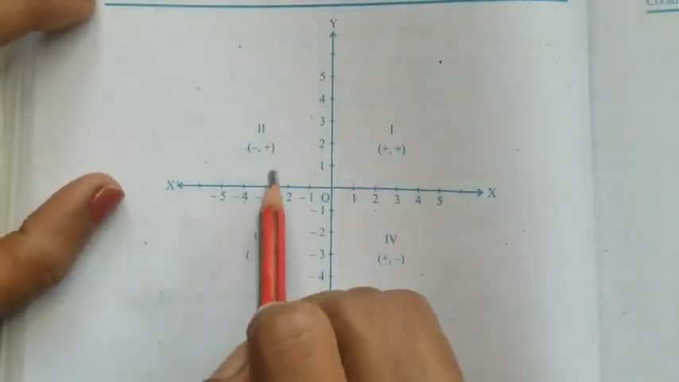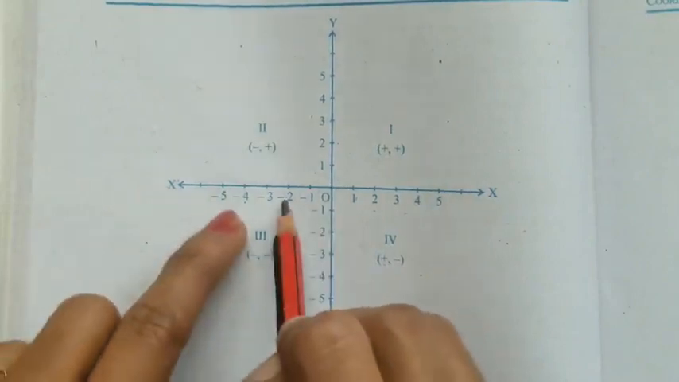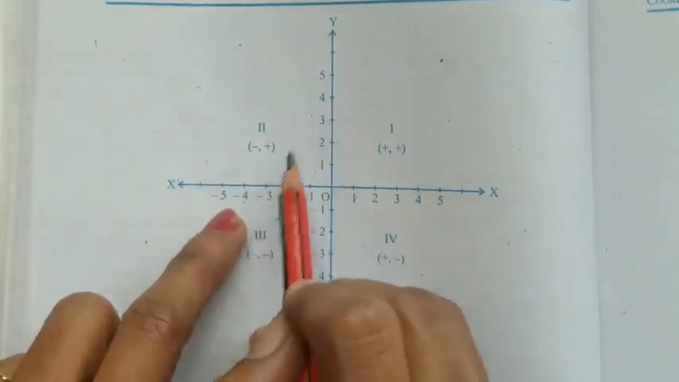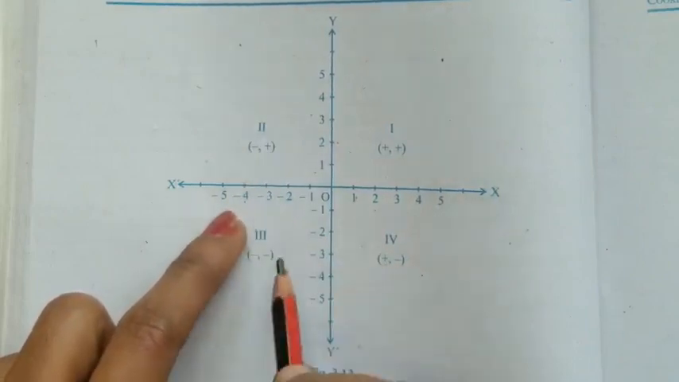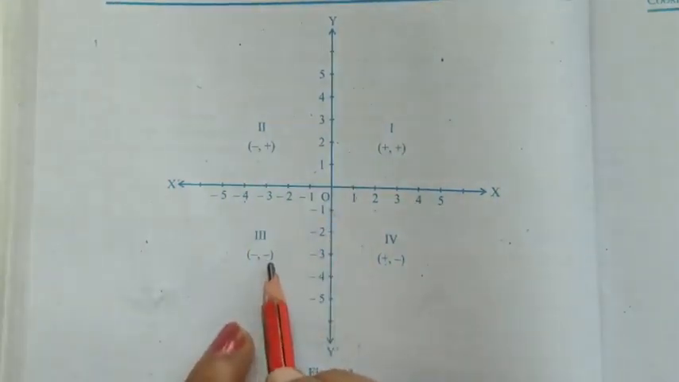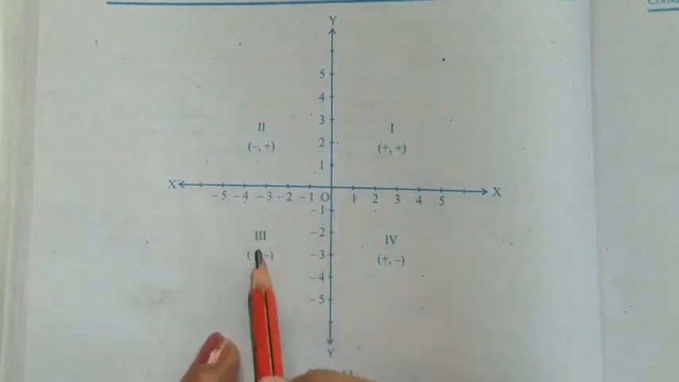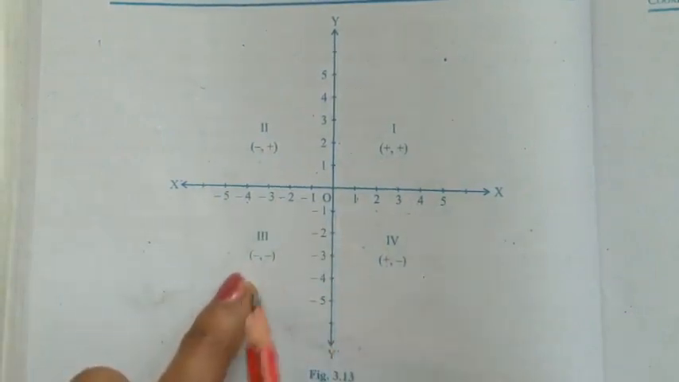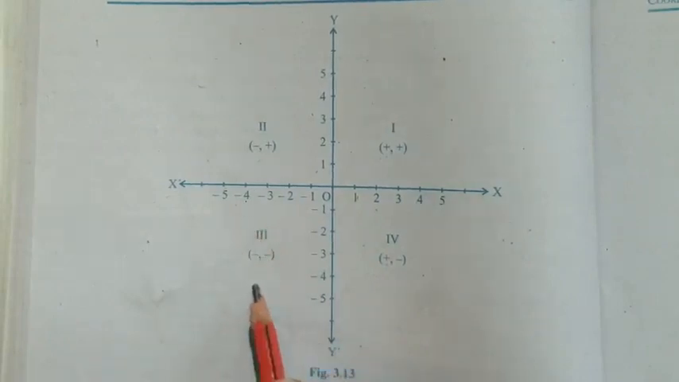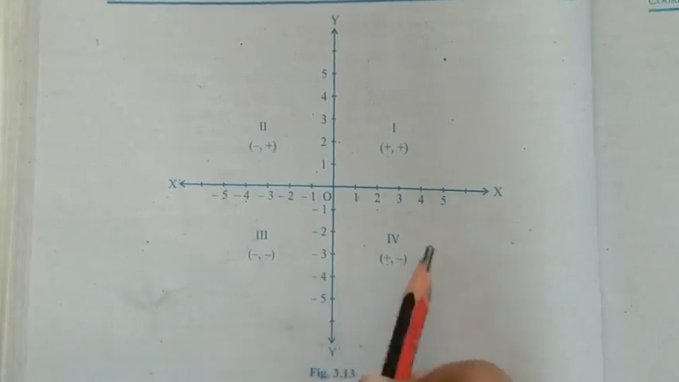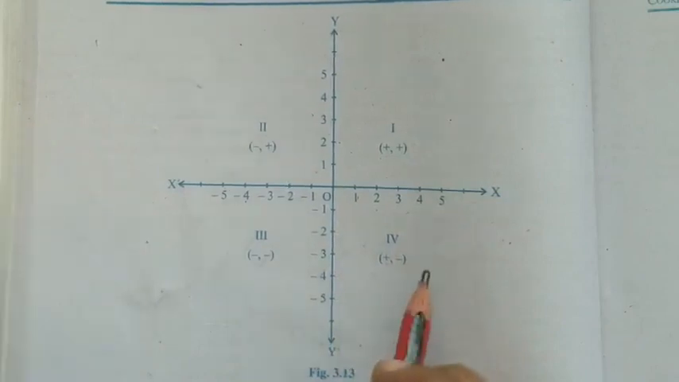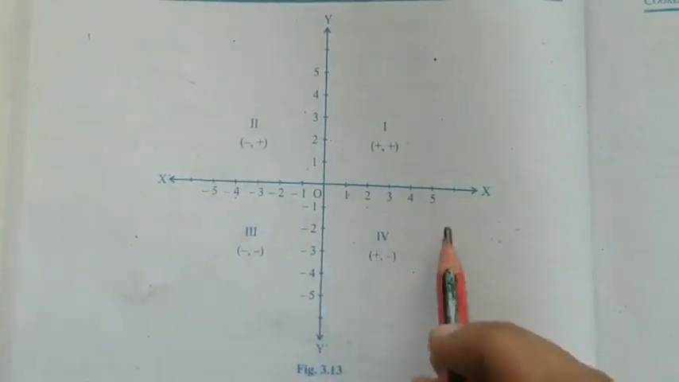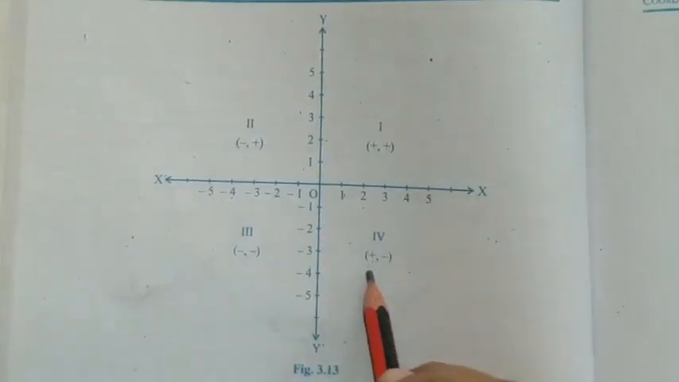In the second quadrant, the x values are negative and the y values are positive. So the points in this second quadrant have the sign minus and plus. Similarly, in the third quadrant, x values are negative values, and y values are also negative values. So the points in the third quadrant take the sign minus and minus. In the fourth quadrant, the x value is positive and the y value is negative. So the points in the fourth quadrant will have the sign plus and minus.